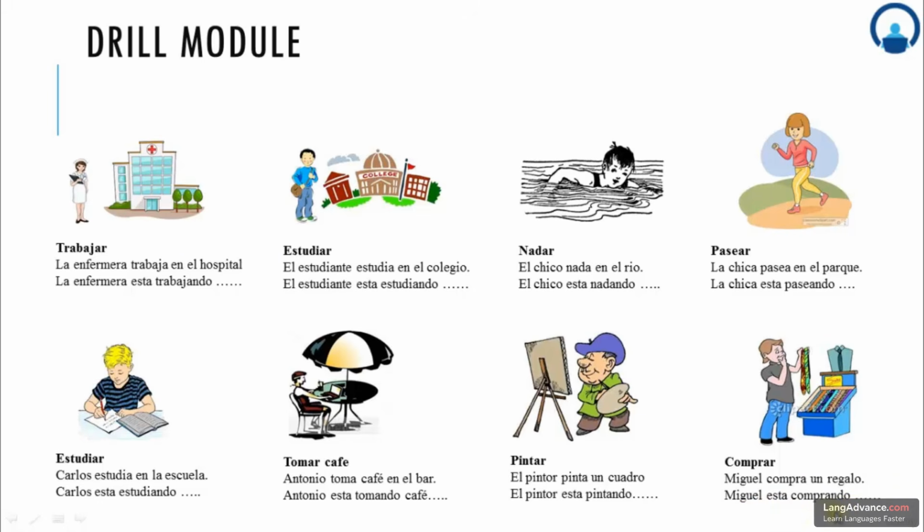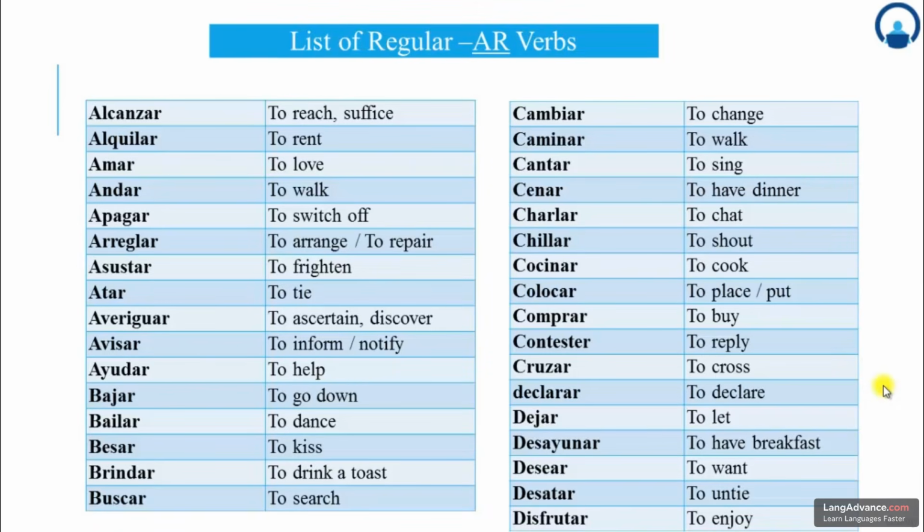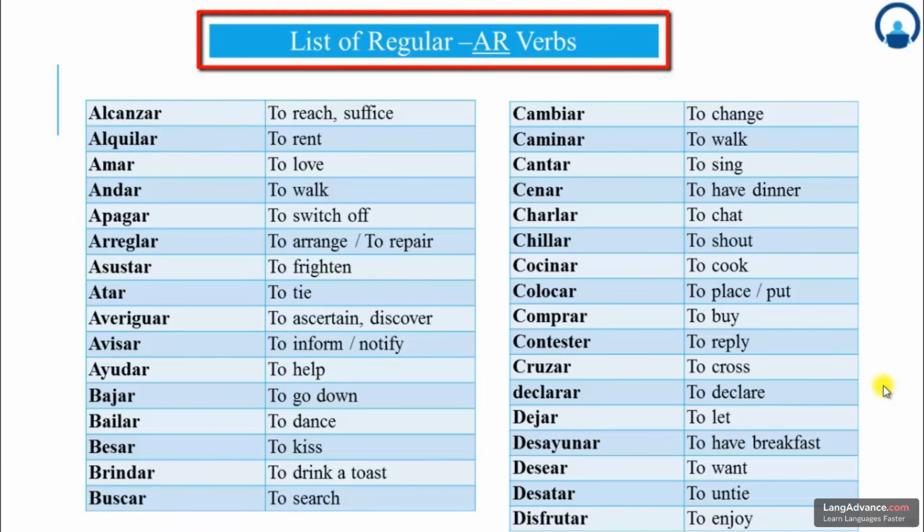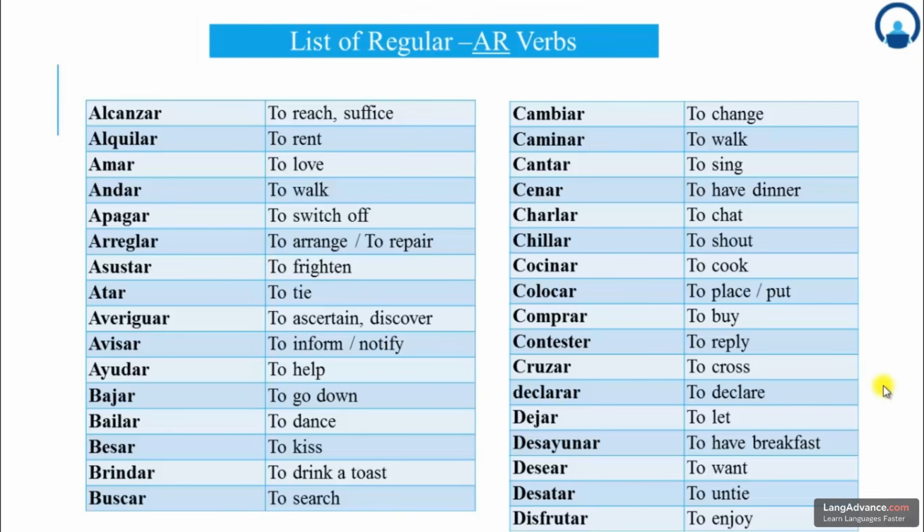I hope that with these examples now you are clear about the AR verb and how to use that AR verb in forming the present tense and in forming the present continuous tense. After going through the examples of the AR verbs for the present tense and for the present continuous tense, we'll now look at the list of AR verbs we have in the Spanish language. Here I have tried to include the list of regular AR verbs. This list is just exhaustive, it is not complete in its form.